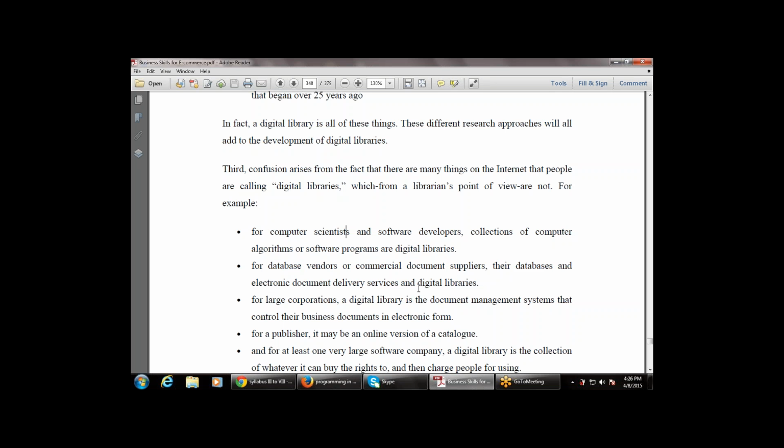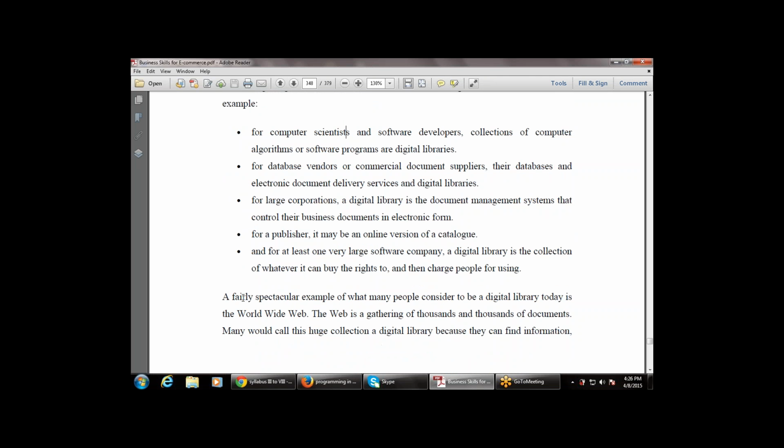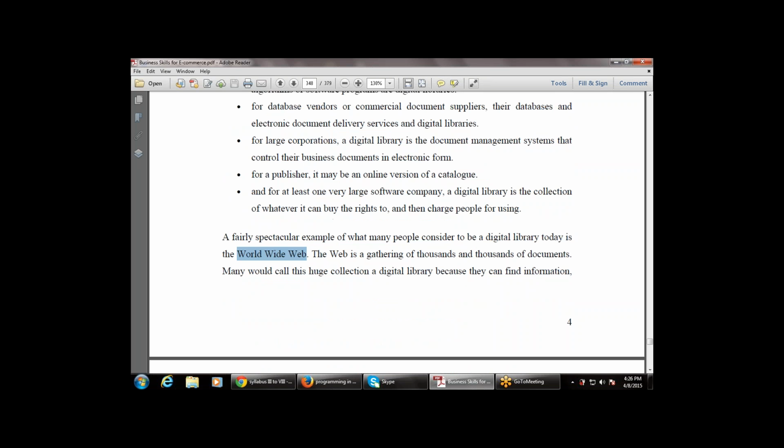So there is so much confusion from the librarian point of view that this is not suitable in most of the cases of the application area, or in two or three areas of the digital library. A fairly speculative example of what many people consider to be a digital library today is the World Wide Web. That is not the correct thing. That is, a digital library is not the WWW.